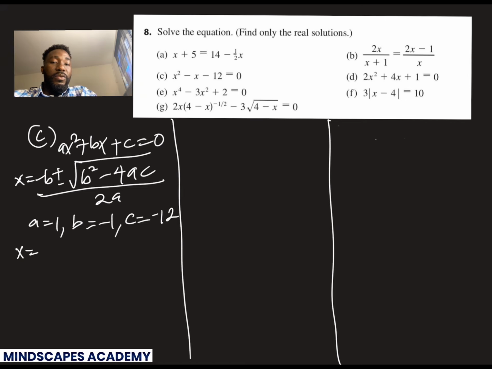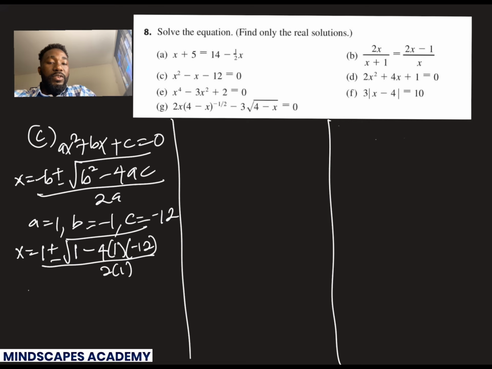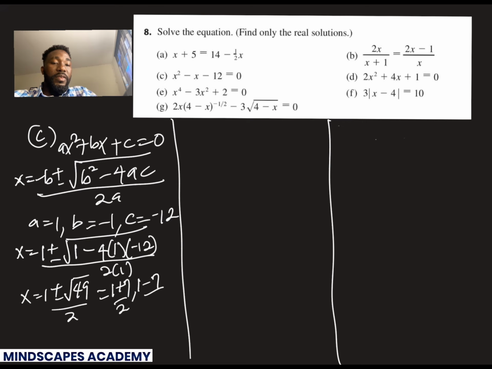So what do we have? We have x equals negative of negative 1, which is positive 1, plus or minus the square root of b squared, which is negative 1 squared, which is 1, minus 4 times a times c, divided by 2a, which is 2 times 1. Now x is 1 plus or minus the square root of 1 plus 48, which is the square root of 49, divided by 2. Plus or minus means 1 plus 7 divided by 2 and 1 minus 7 divided by 2, since the square root of 49 is 7.